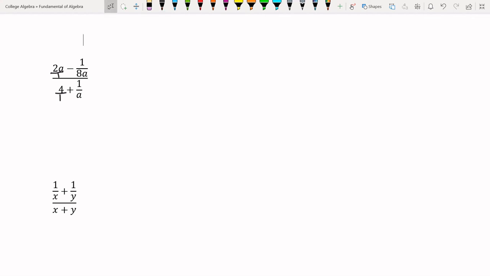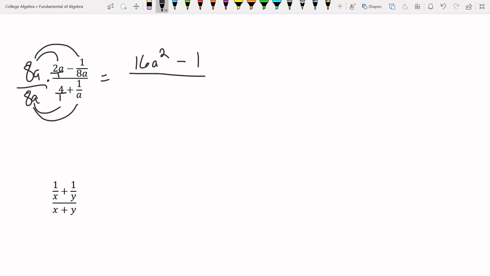So all I'm going to do is multiply everything by 8a on top and bottom. This is going to end up distributing into each one of these terms, giving me 8a times 2a, or 16a squared, and then 8a times 1 over 8a, well, that just cancels and gives me 1. In the denominator, we have 8a times 4 gives me 32a, and 8a times 1 over a. In other words, the a's cancel, and I just get left with 8.